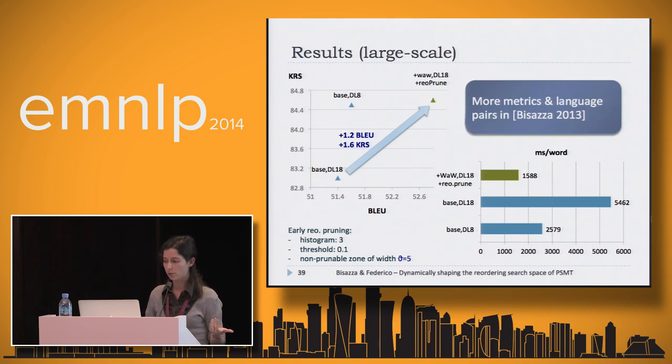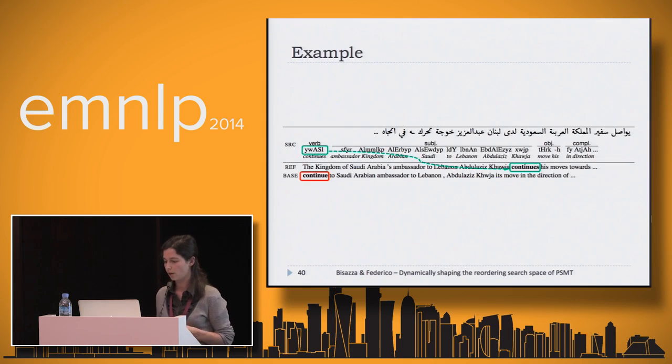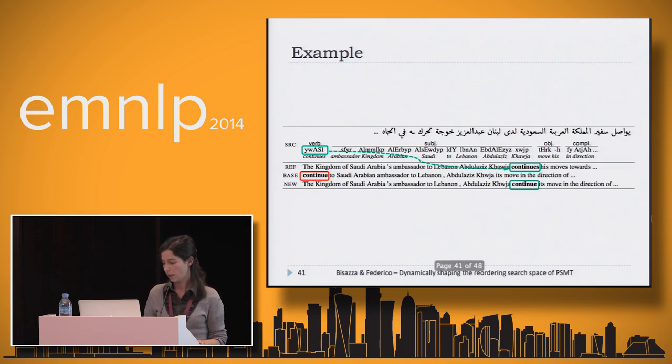Okay, and you can find more metrics and language pairs, namely German-English, and also a comparison with the hierarchical SMT in my thesis. So just to give you an example, this is the sentence that we have seen before with this very difficult reordering, and now this is captured by the new model, but at the same time we didn't observe any increase in the translation time.